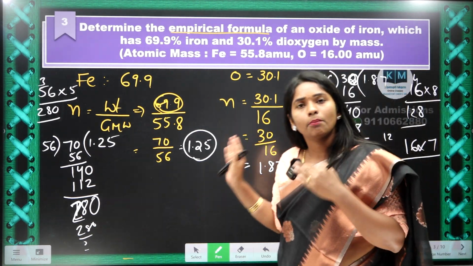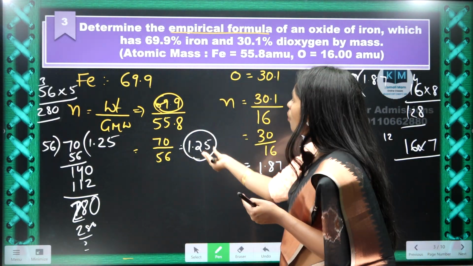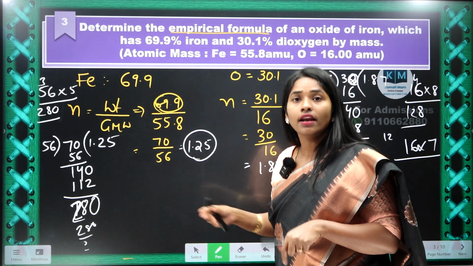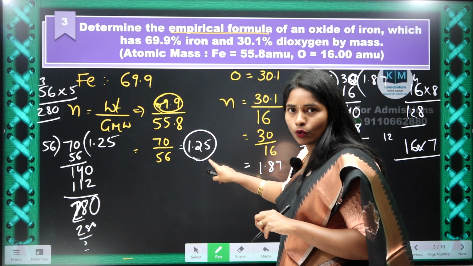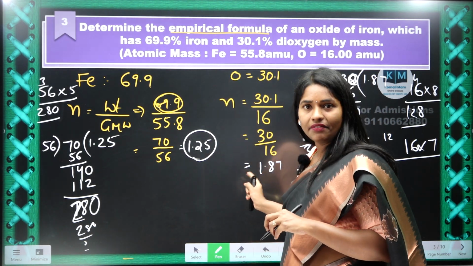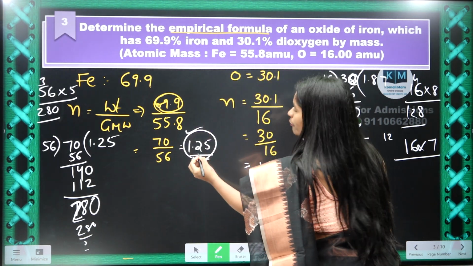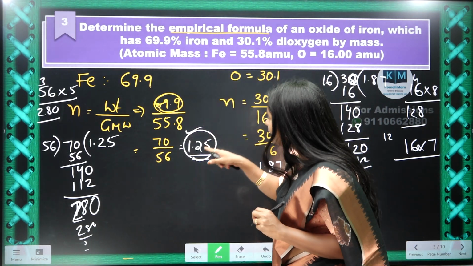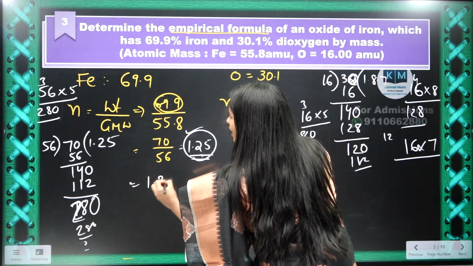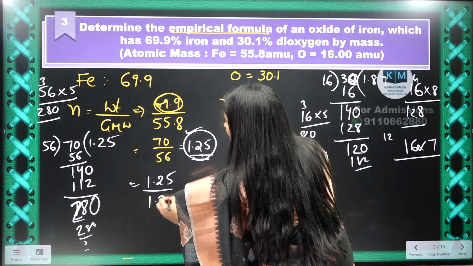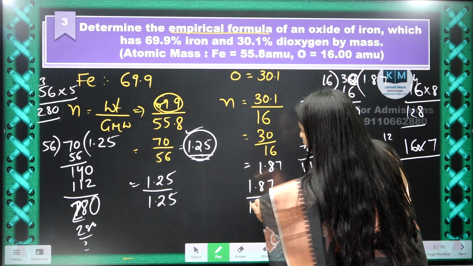Just I found the number of moles. How did I calculate the number of moles? Weight by gram molecular weight. Whatever moles you are getting here, suppose this is 1.25 and this is 1.87. What you do is take the lowest number of moles and divide both by it. Now I got 1.25. Again, I am going to divide 1.87 by 1.25.